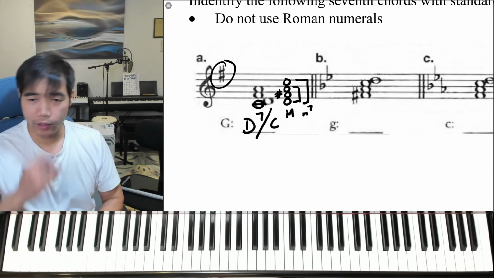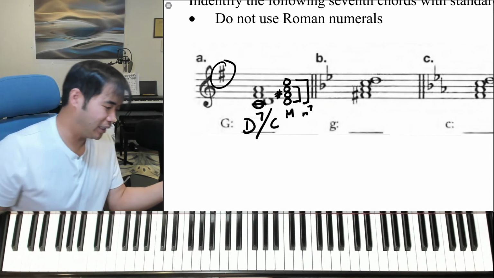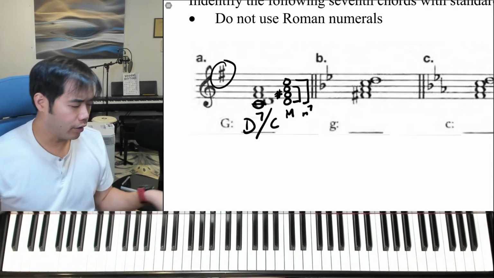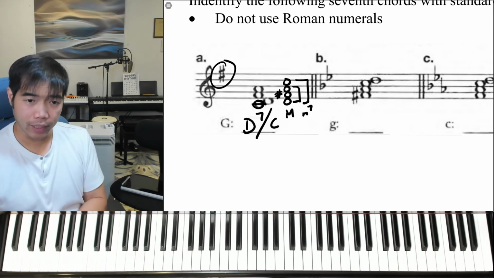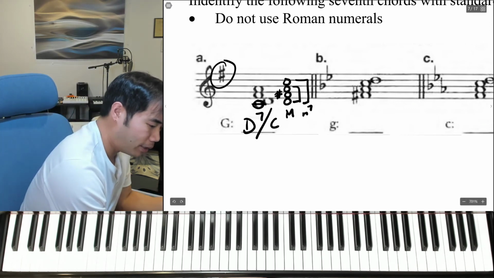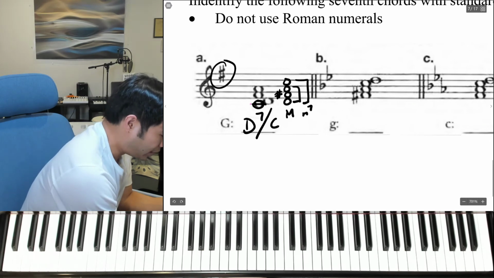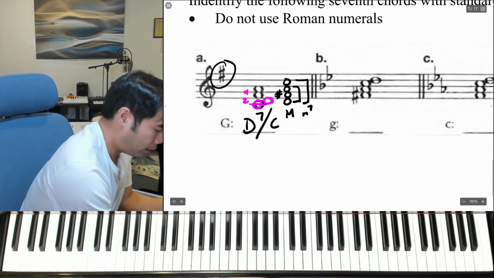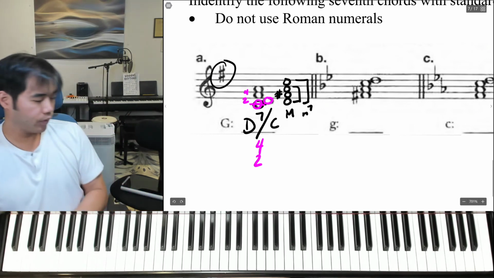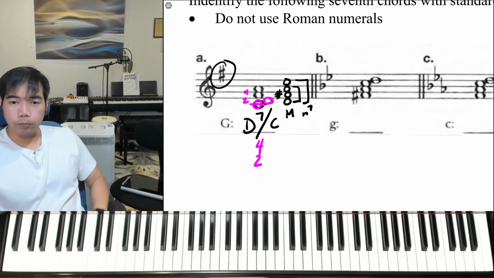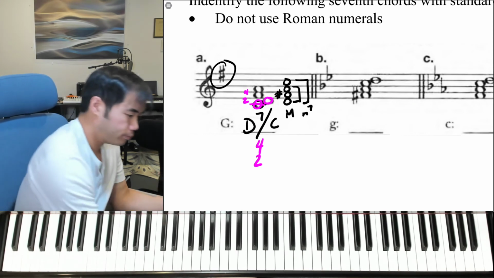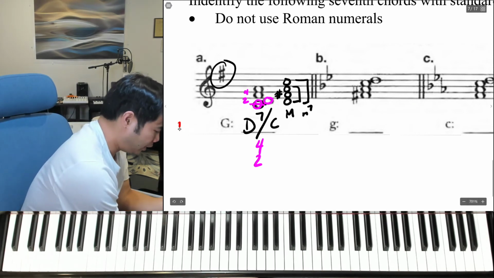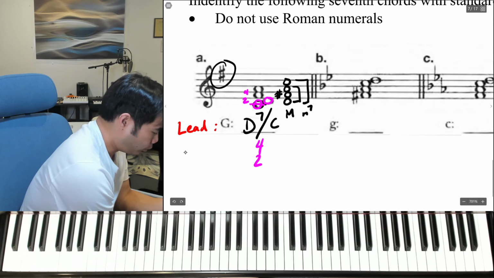Okay, so on the top, write in the lead sheet symbol, which in this case is D7 over C. And then underneath, you're going to put in the figured bass. To find out the figured bass, make your life easy. Look for the second. Where's the second? The second is on the bottom. Remember, when the second is on the bottom, you are in third inversion, which is the 4-2. So you're just going to write 4-2 under here. So D7 over C, 4-2 is your figured bass. So again, we have our lead sheet symbol, and then you have your figured bass symbol underneath.